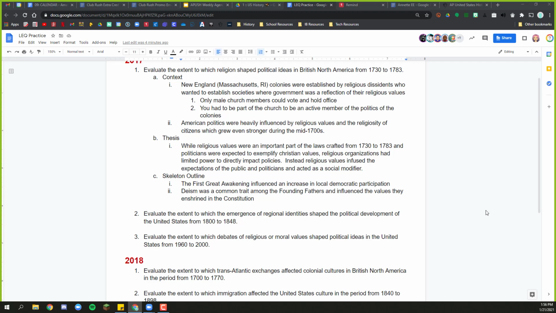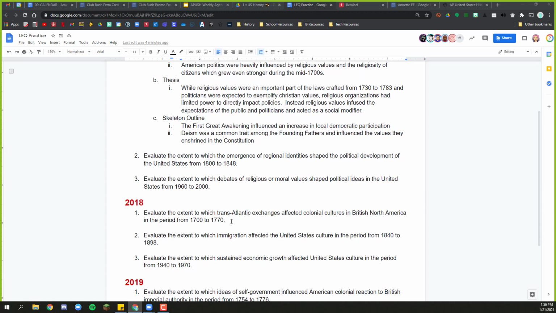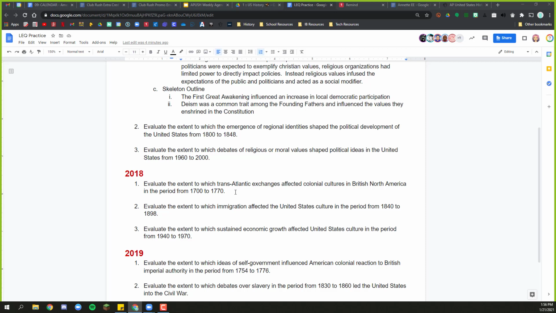Does anybody have one of these that they want me to do next? You should do 2018 number 1. 2018 number 1. Ooh, the transatlantic trade. Love that one. So this is the Columbian Exchange. This one was actually pretty popular because this is the Columbian Exchange and the Triangle Trade.